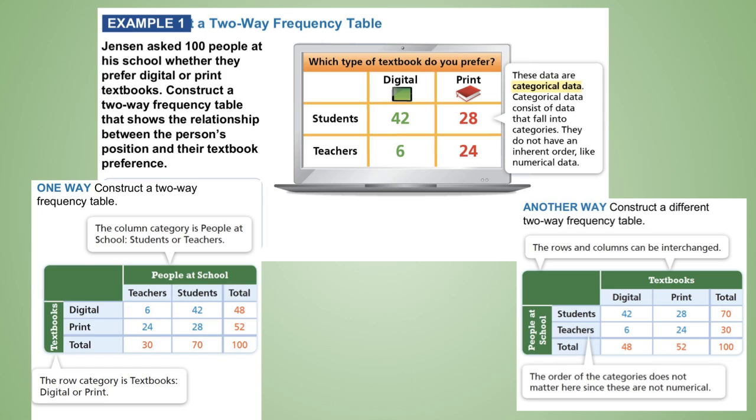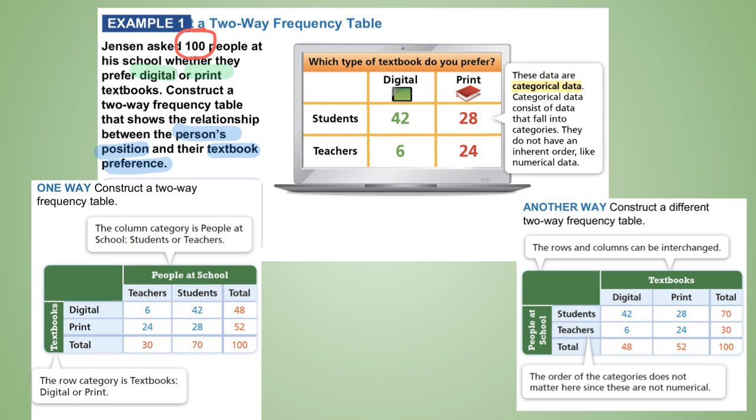Example number 1 is on page 240, and it says Jensen asked 100 people at his school whether they preferred digital or print textbooks. Construct a two-way frequency table that shows the relationship between the person's position and their textbook preference.